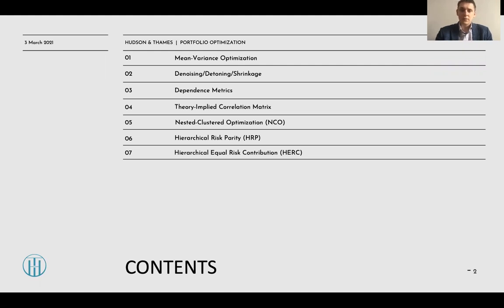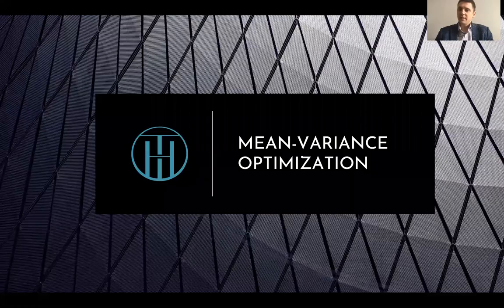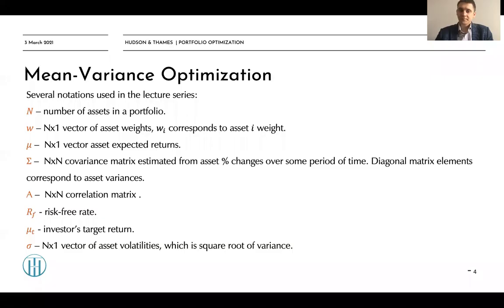We'll also be speaking on theory-implied correlation matrices. We'll discuss several machine learning algorithms in portfolio optimization, such as nested clustered optimization, NCO, with the optimal number of clusters algorithm. We will also discuss HRP, and in the final part of our lecture series, we will discuss the hierarchical equal risk contribution algorithm, which improves the hierarchical risk parity. So let's start with the mean variance optimization algorithm.